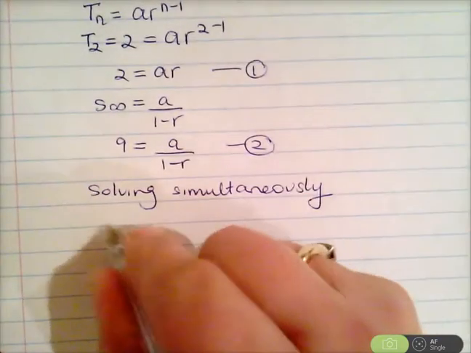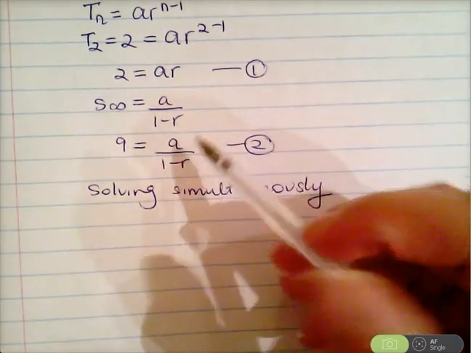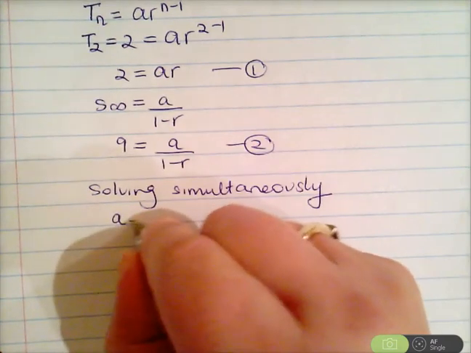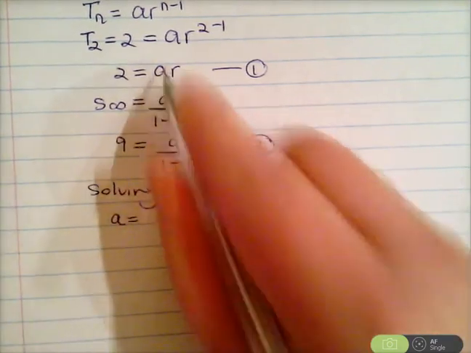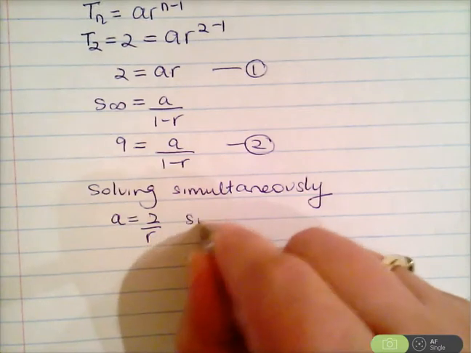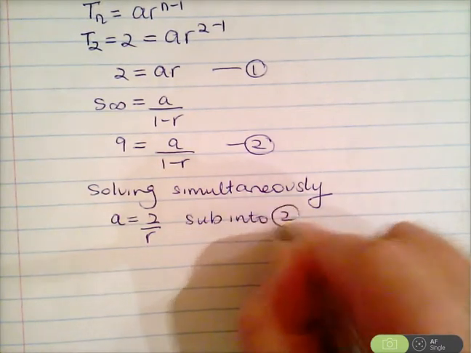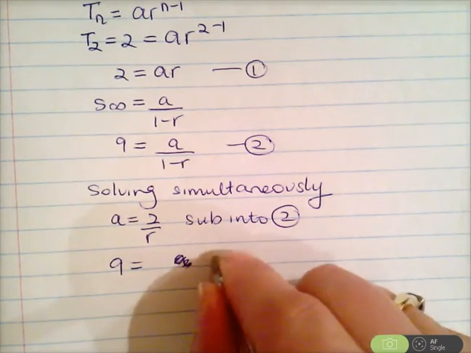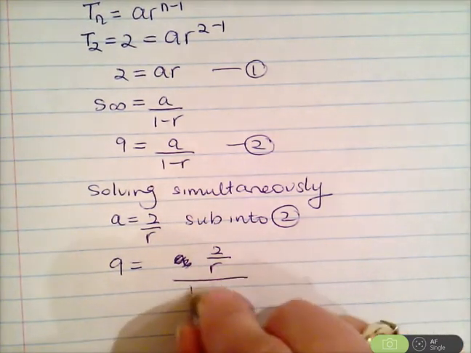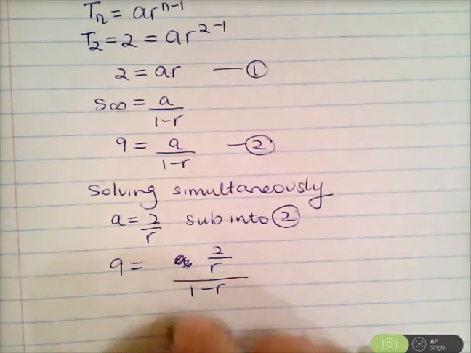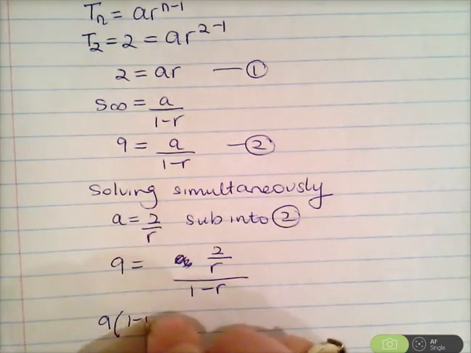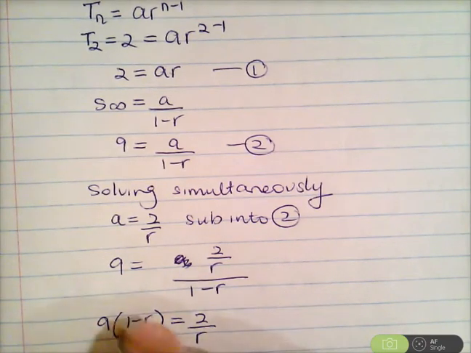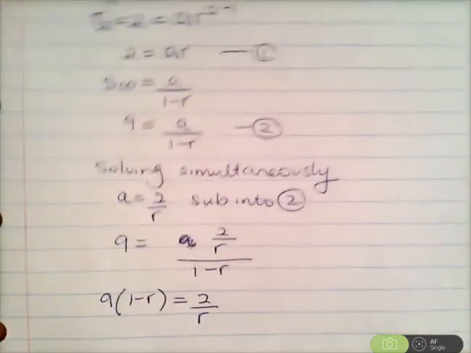We know that we can either work out a or work out r first. I'm going to say that, rearranging equation 1, a is 2 over r. We're going to sub into equation 2. So we get 9 equals 2 over r over 1 minus r. So we get that 9 times 1 minus r equals 2 over r, multiplying by r again.